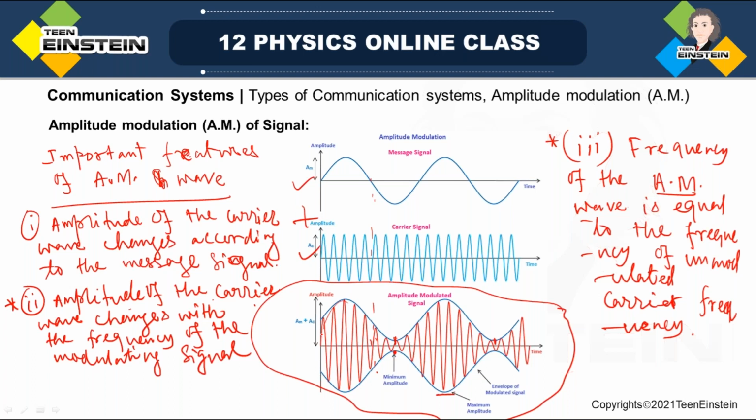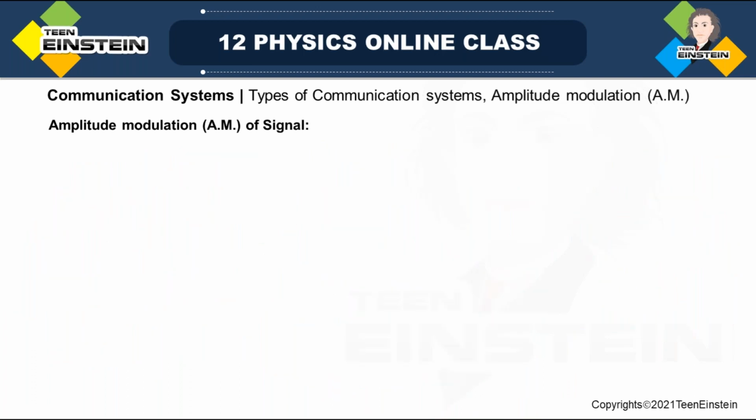Now we'll go to the mathematical derivation of modulation factor. There is something called modulation factor. Okay, so we'll see what is modulation factor, or depth of modulation. We'll discuss up to that today, or if time permits we'll discuss even how to write a modulated wave equation. So modulation factor or depth of modulation.